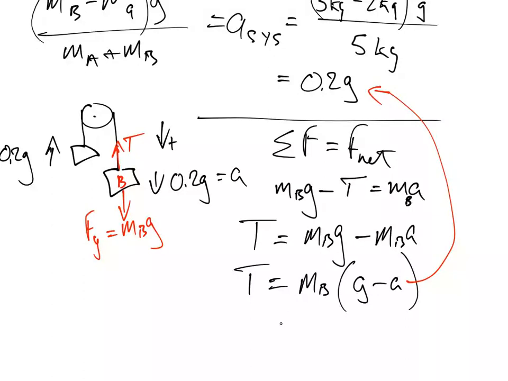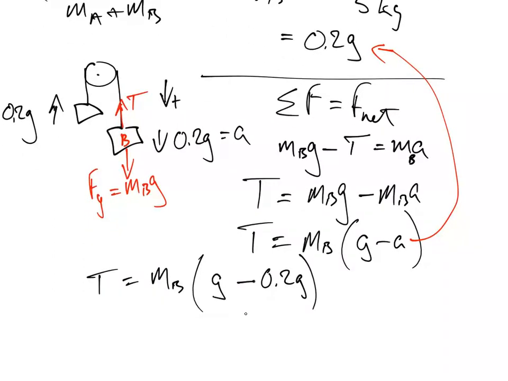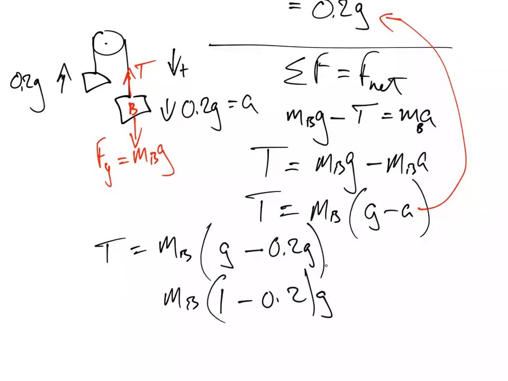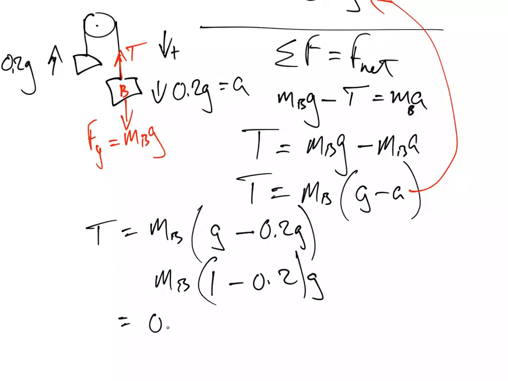Okay, so finishing it off, we can say T equals mb times g minus 0.2g, and lo and behold, what do we get? Well, that's just 1 minus 0.2 times g, and so that's just 0.8. Answer for the tension, 0.8 mbg.